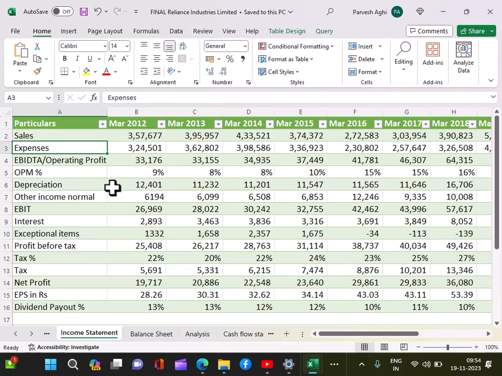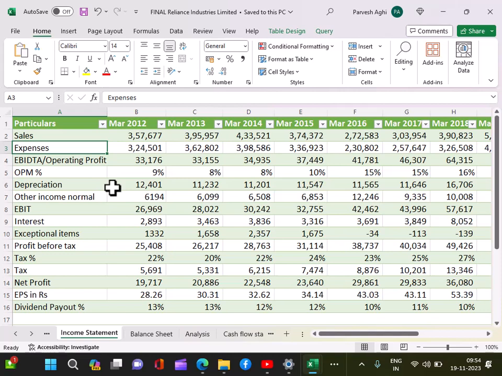All the expenses the company incurs other than depreciation, interest, and tax, and no other income is included. Other income comes from other sources, like treasury income. The company is sitting on a huge amount of money, with the largest cash and cash equivalents. They put the money into treasury fixed deposits, like we put in fixed deposits, in liquid investments, and they earn some money. That money comes in other income. That's not part of their main business.